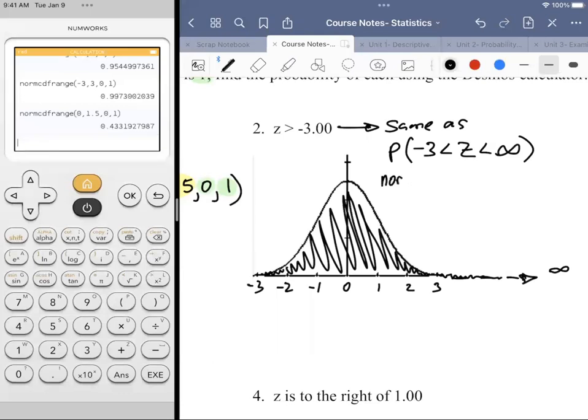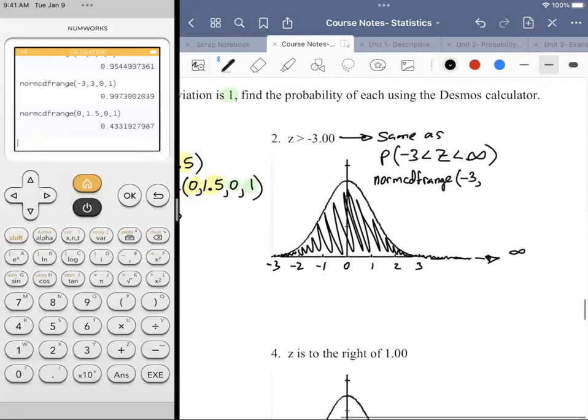All right, but we'll let the calculator do the thinking for us. So norm CDF range, -3. Well, I can't put infinity in. I want to go -3 to infinity, but I'm gonna say -3 to something large. And then the 0, 1. All right. Now, the only question that ever comes out of this is, what do you mean by large? Is 5 large? Is 10? Is 100,000? Well, how big is big enough?